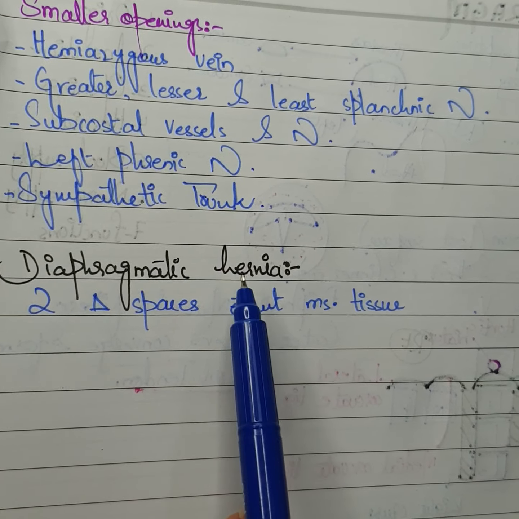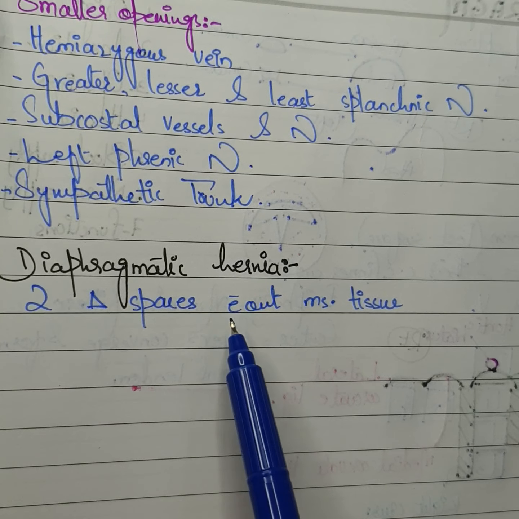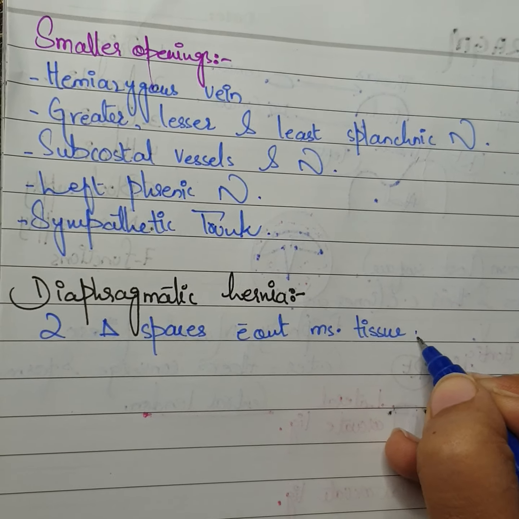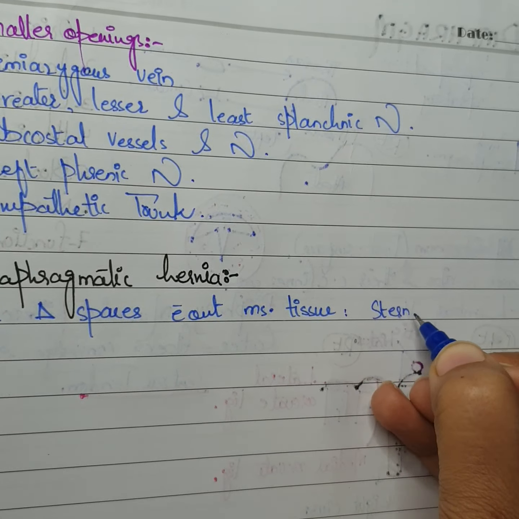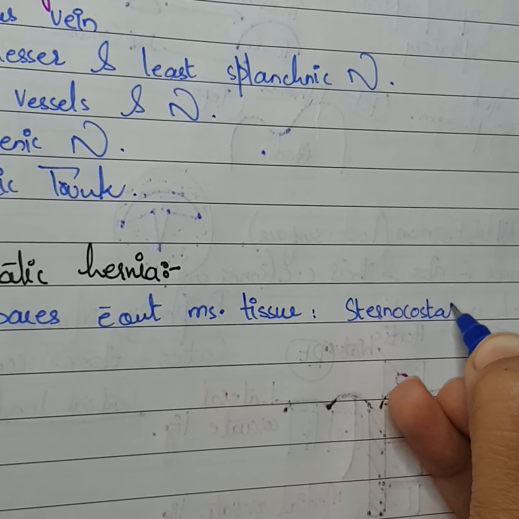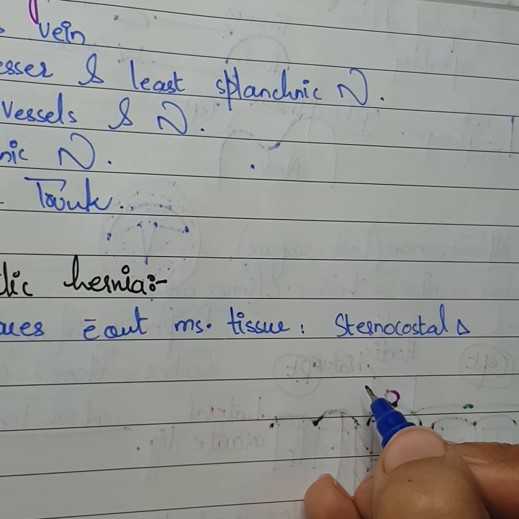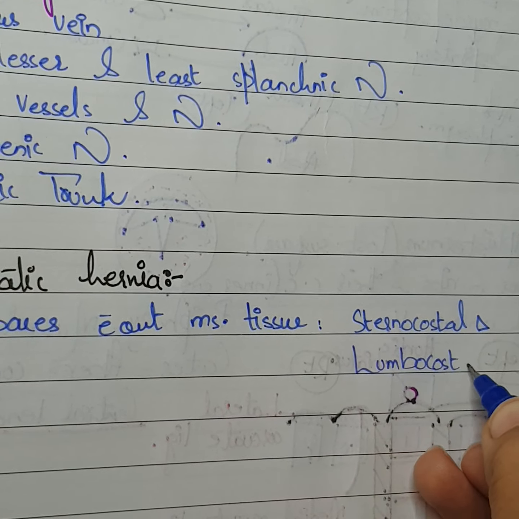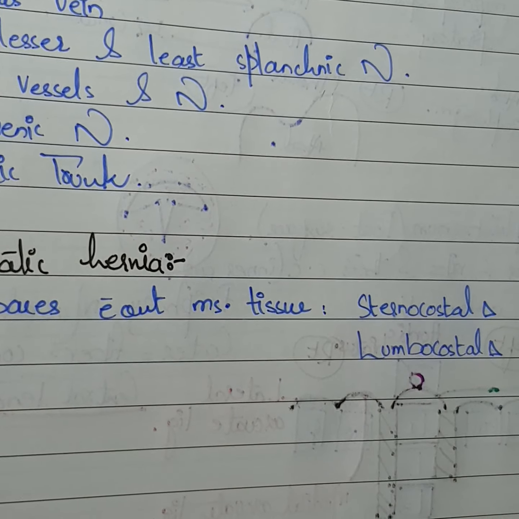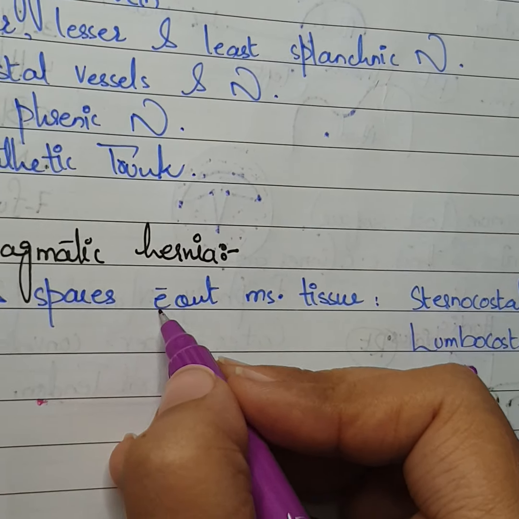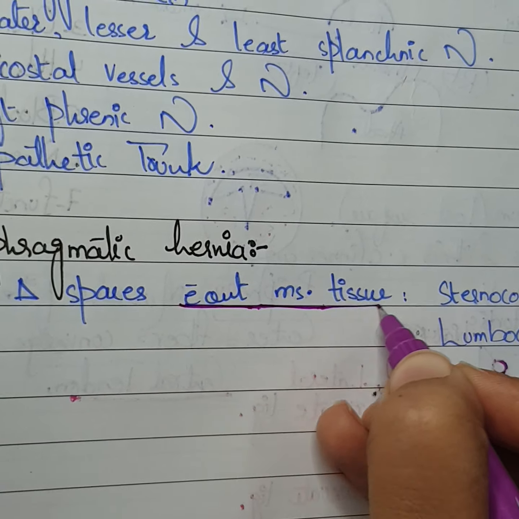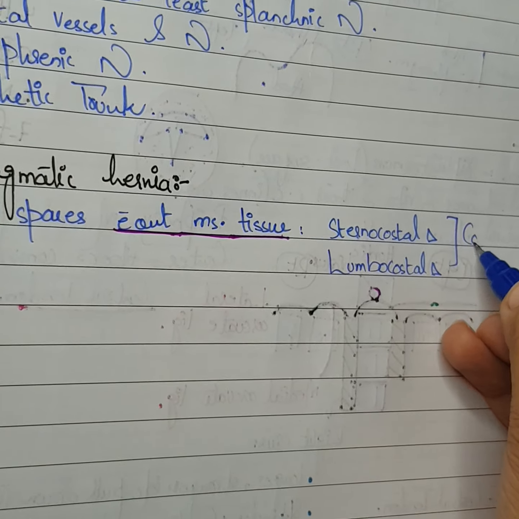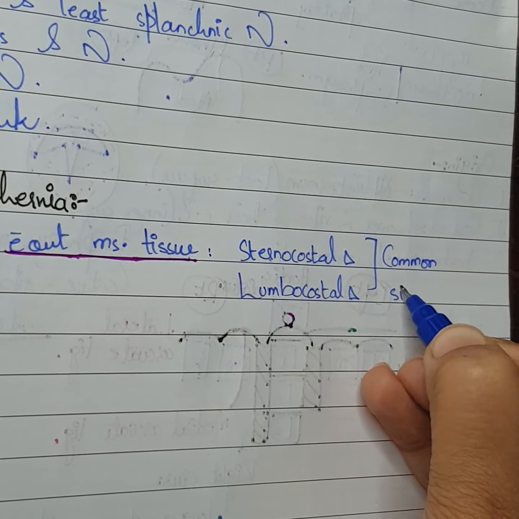Okay, now we talk about diaphragmatic hernia. There are two triangular spaces without muscular tissue in the diaphragm, and these triangular spaces are the sternocostal triangle, and the second one is the lumbocostal triangle. These two triangles in the diaphragm are without muscular tissue, and these two are the common sites of diaphragmatic hernia.